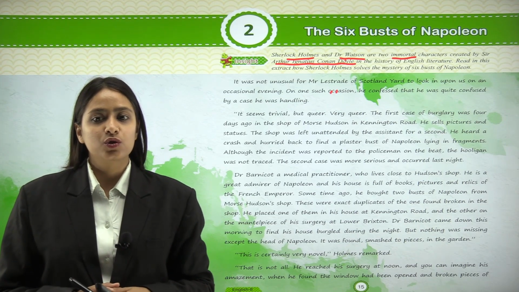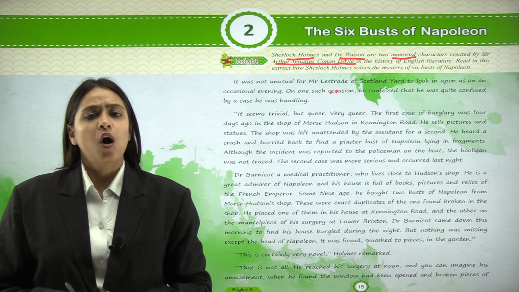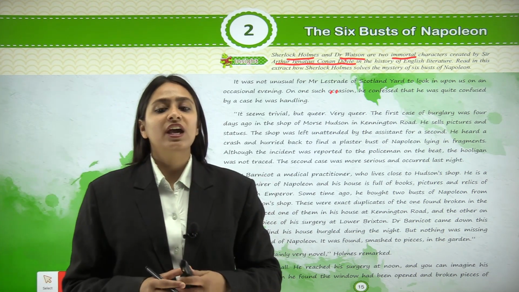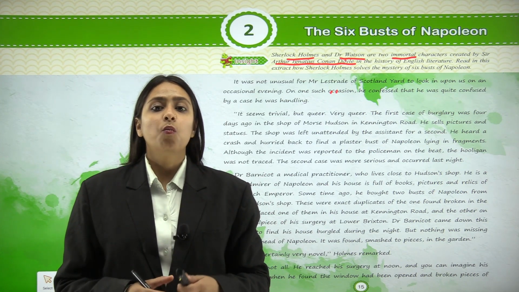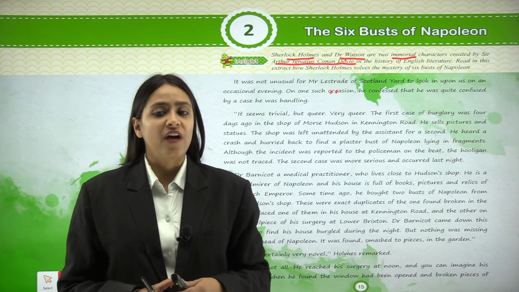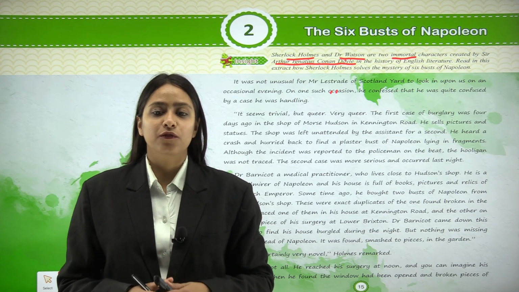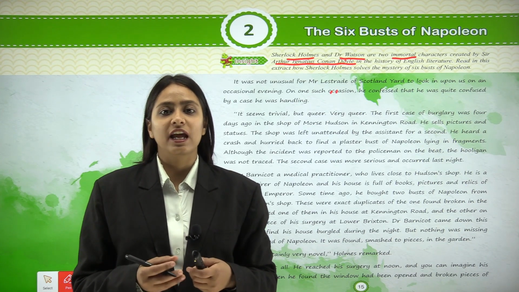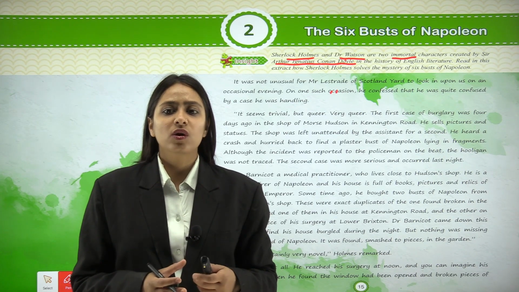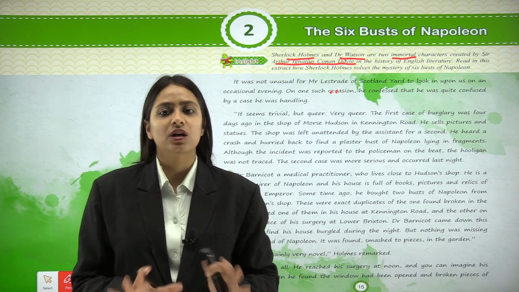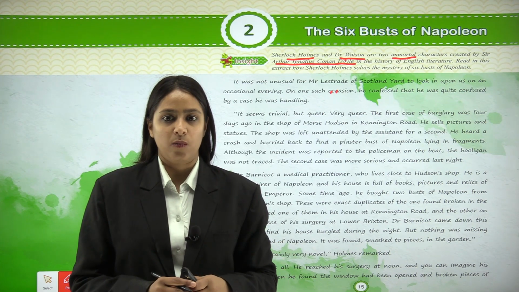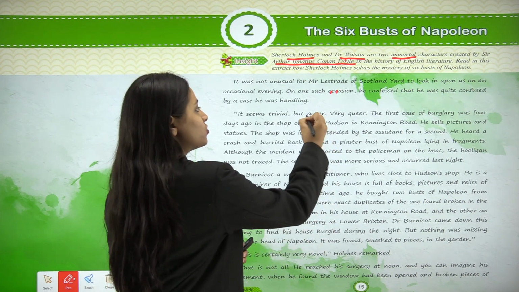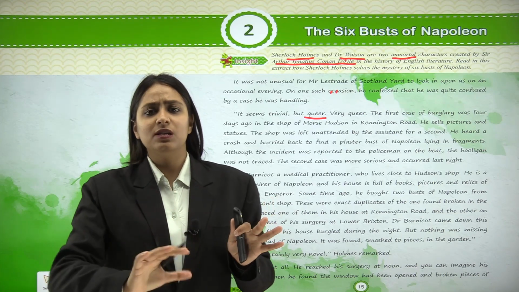It was not unusual for Mr. Lestrade of Scotland Yard to look in upon us on an occasional evening. On one such occasion, he confessed that he was quite confused by a case he was handling. So there is a character named Mr. Lestrade who is very confused about a case that he is handling right now. It seems trivial but queer. What do we mean by queer, students? It means strange. It means something strange.